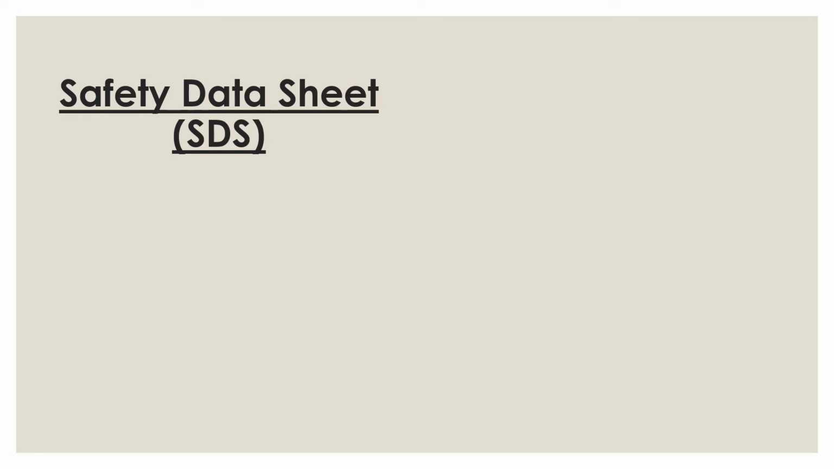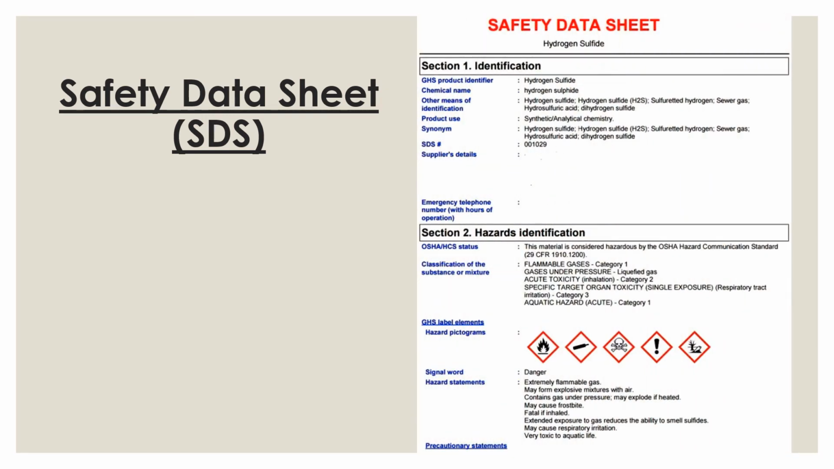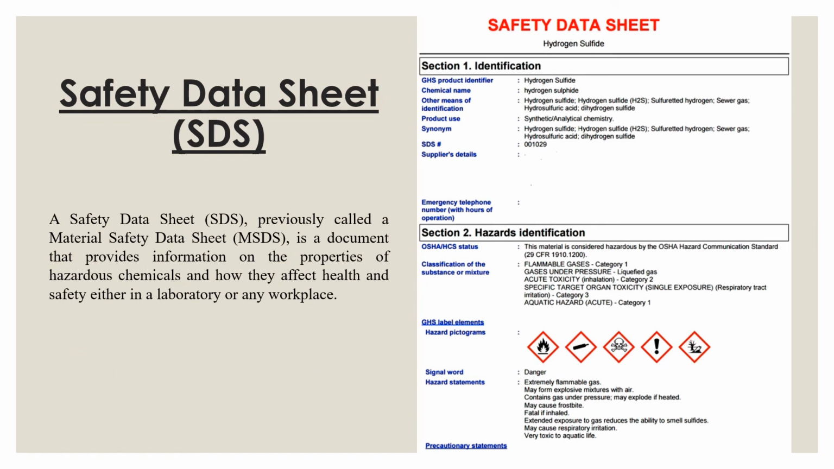Whenever experiments are done, it is important to know and familiarize yourself with the different chemicals that are being used. In order to do that, there is a usage of a safety data sheet. A safety data sheet is a document which provides important information on the properties of the hazardous chemical and how it can affect health, and at the same time how to deal with it if there is an incident involving it. So you can see that on the right hand side there is an example of a safety data sheet.